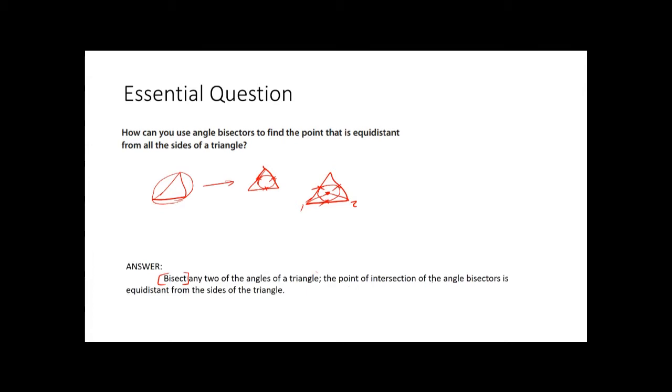Now, the point of intersection of the angle bisectors, again, is equidistant from the sides, so equal distance from the sides. And again, what they're talking about is after you do the angle bisectors, you get your intersection right here. Basically, it's going to be the same length from here to the side as it is from here to this side and here to this side. So that's what it means by equidistant from the sides of the triangle.